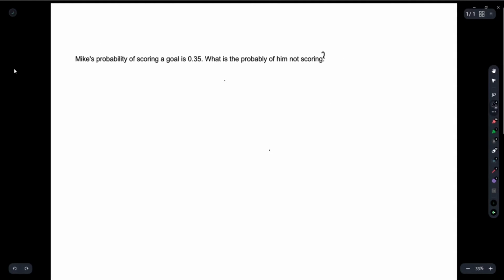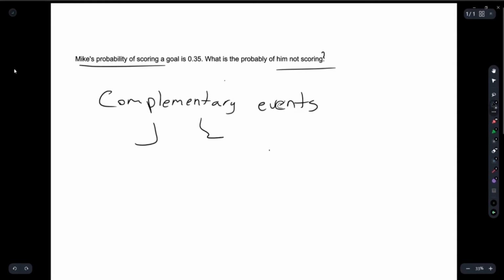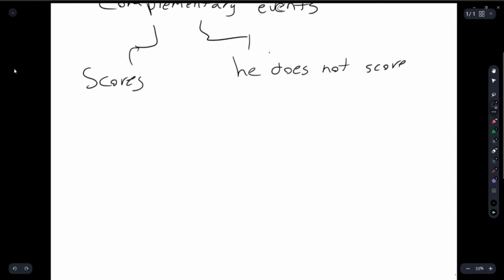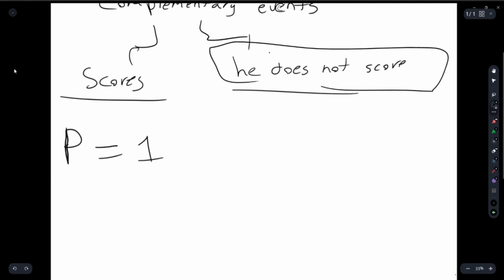Mike's probability of scoring a goal is 0.35. What is the probability of him not scoring? So these two events are what we call complementary events. Complementary events are events where there are only two options. In this case, it's either he scores or he does not score. And as in the previous question, we discussed that the complete probability of anything is 1. So since there are only two options, these two options will always add to 1.